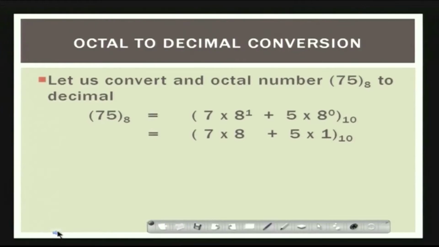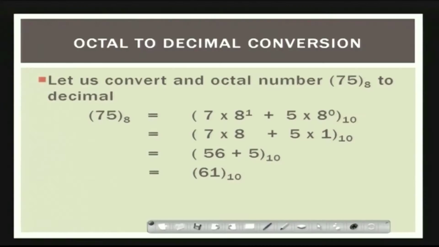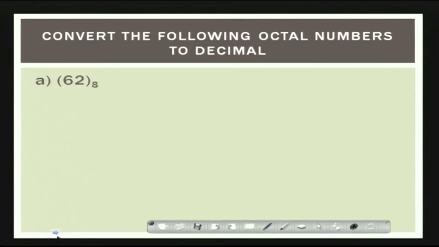So, 56 plus 5 is what we get, and the answer will be 61. So, 75 which is an octal number gets converted to 61 when it is converted to the decimal number system. Now, you can see another example here.